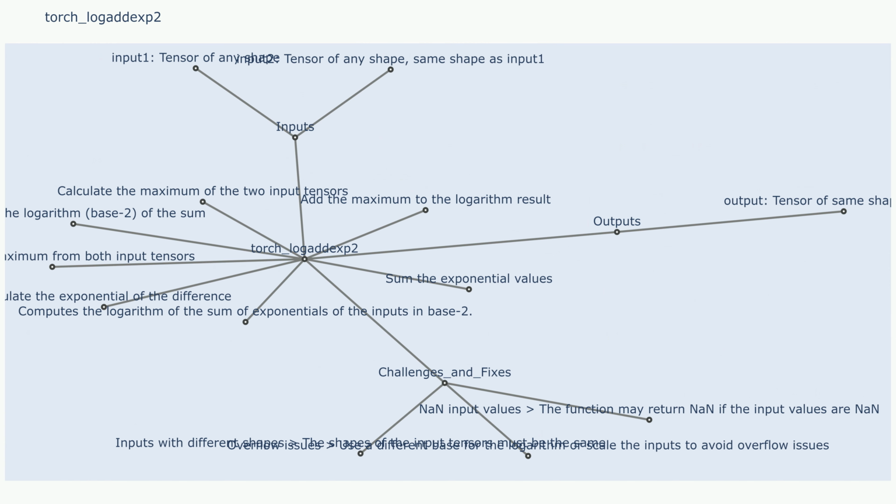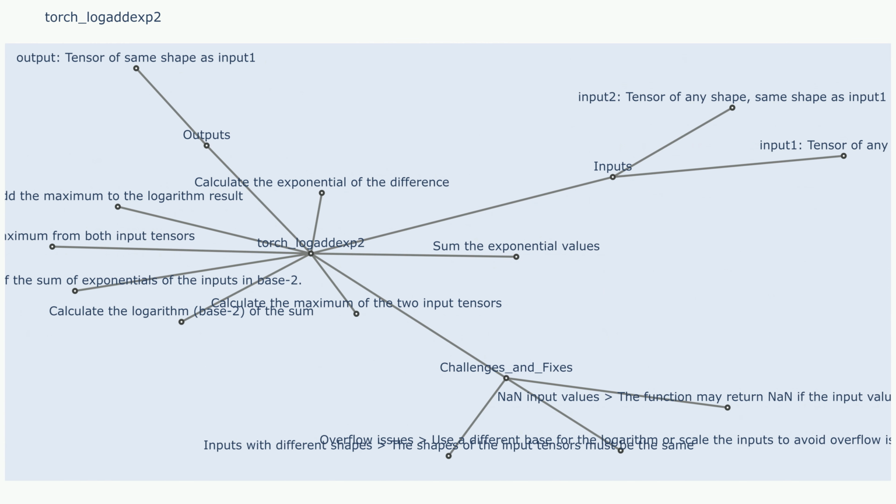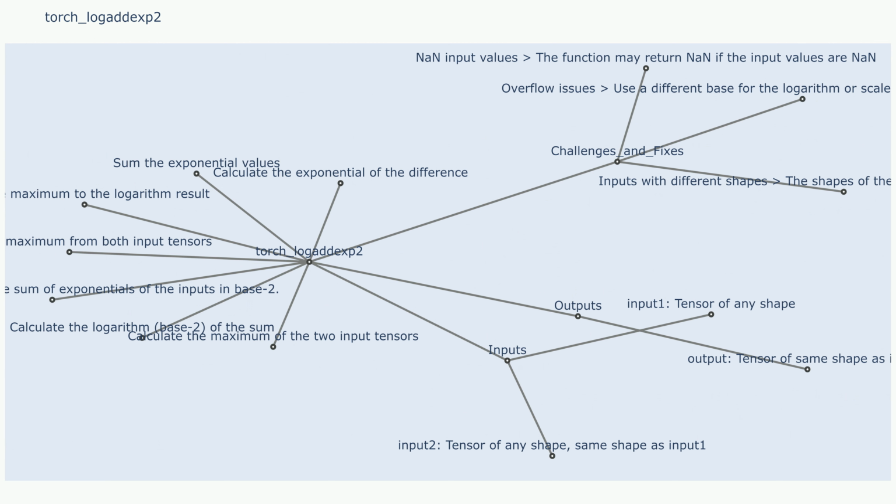Steps. The function calculates the exponentials of both input tensors in base 2: 2^input1 and 2^input2. It then sums the two exponential results. Finally, it computes the logarithm base 2 of the sum.